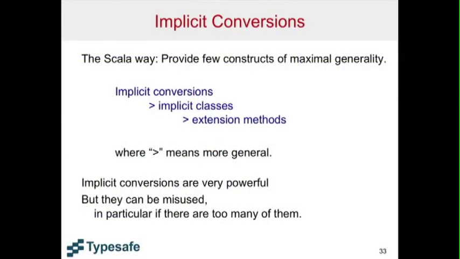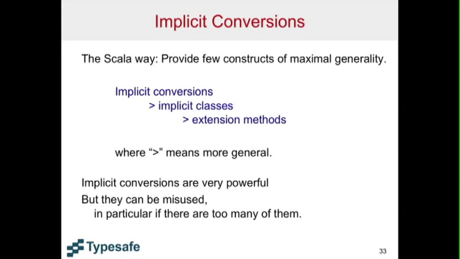But you could say, OK, aren't implicit conversions rather complex? Somebody told me I should stay away from them. And probably that person was right. So the Scala way, what we do here, is to provide few constructs, always of maximal generality. That's really what we always try to do. In this case, implicit conversions are clearly more general than implicit classes. Implicit classes are a special case of implicit conversions. And I've shown you that implicit classes are strictly more general than extension methods. So implicit conversions are very powerful, and that's why Scala has them.